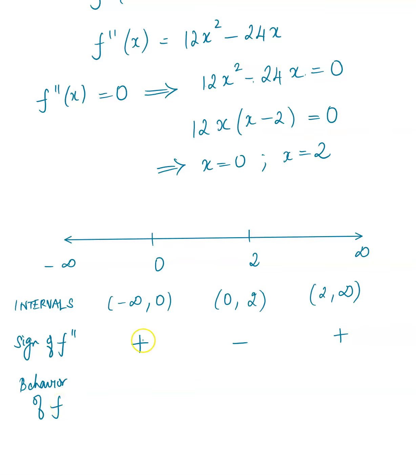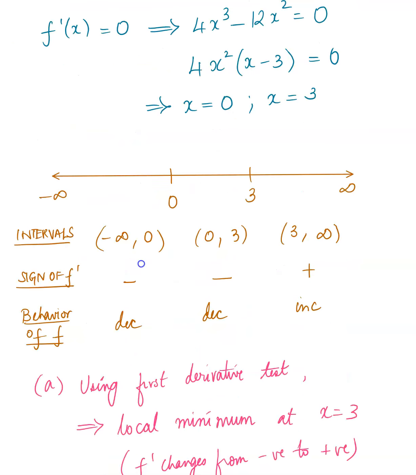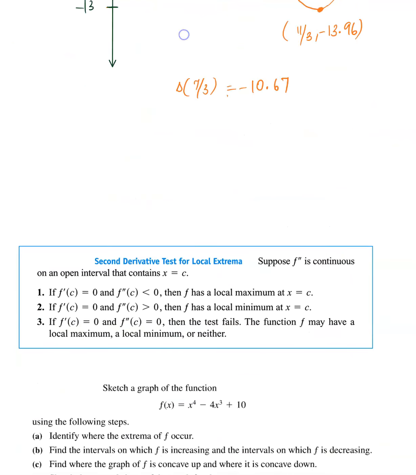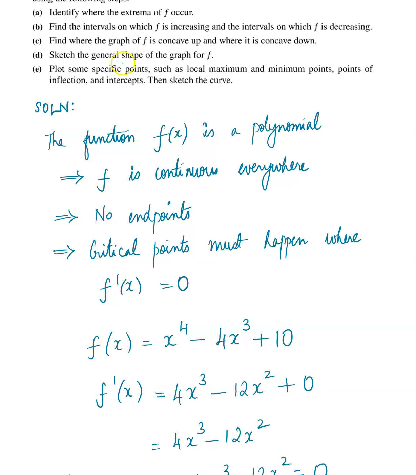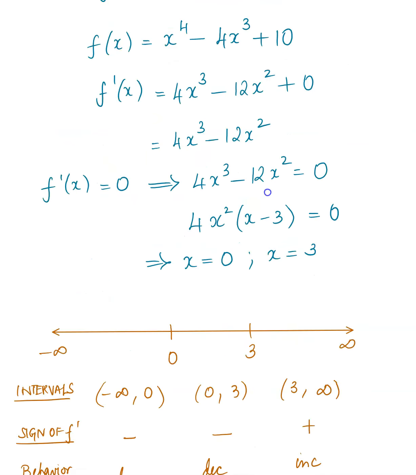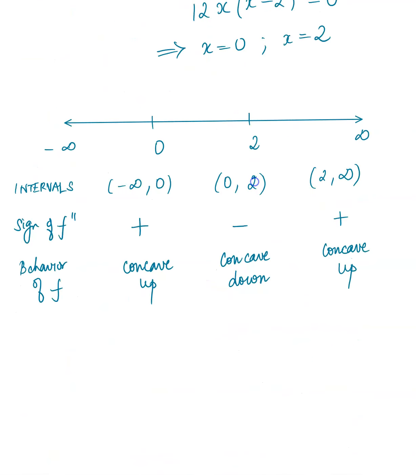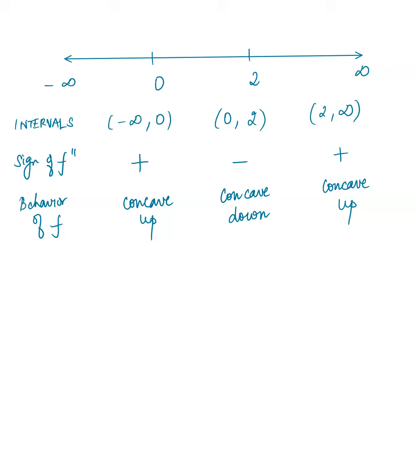The behavior of f will be that this is positive, so it's going to be concave up, concave down, and concave up. That's your C. Too far. That's your C. D is sketch the general shape of the graph for f. Okay. A general shape, they said, not the complete curve. So let's summarize all of the ones that we did above.